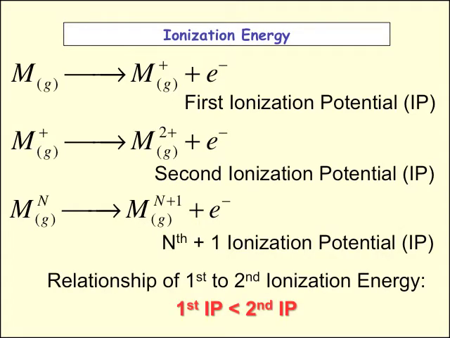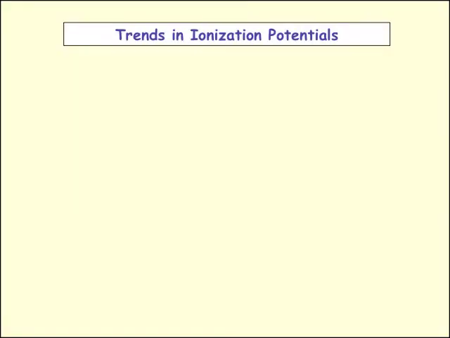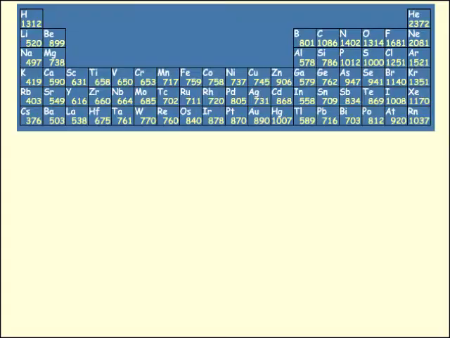The relationship of any two adjacent ionization energies can be deduced intuitively. For example, the first ionization potential has a smaller value than the second ionization potential because the second electron is being removed from a species that is positively charged, which should require more energy than the removal of an electron from a neutral species.